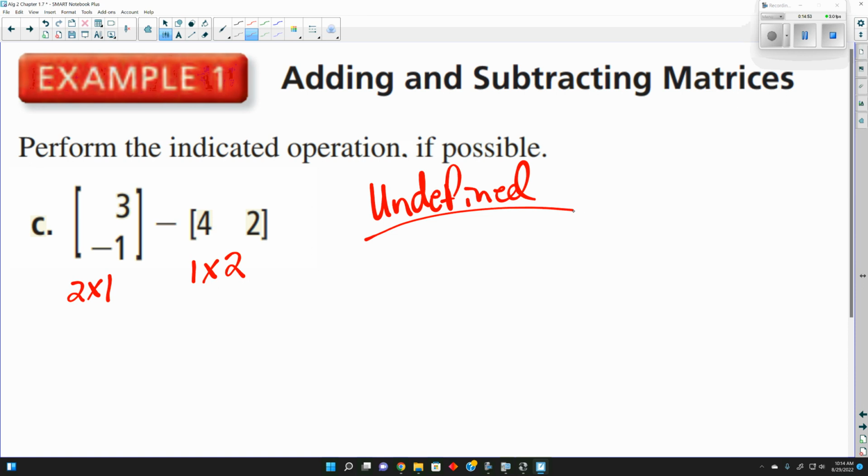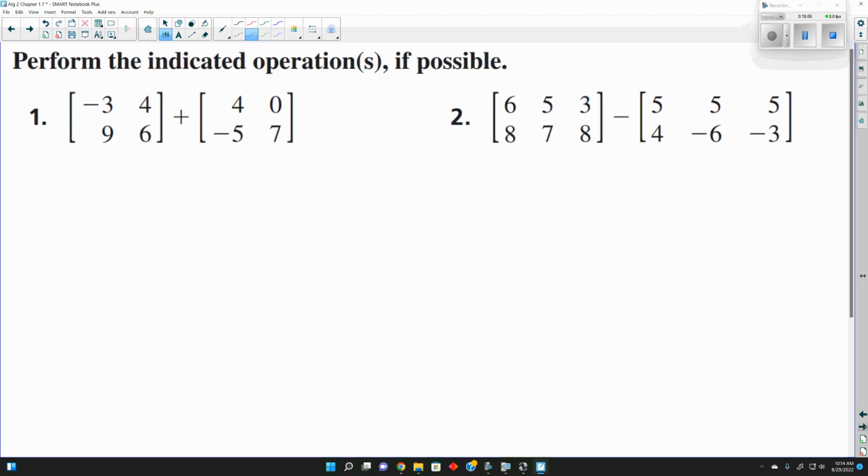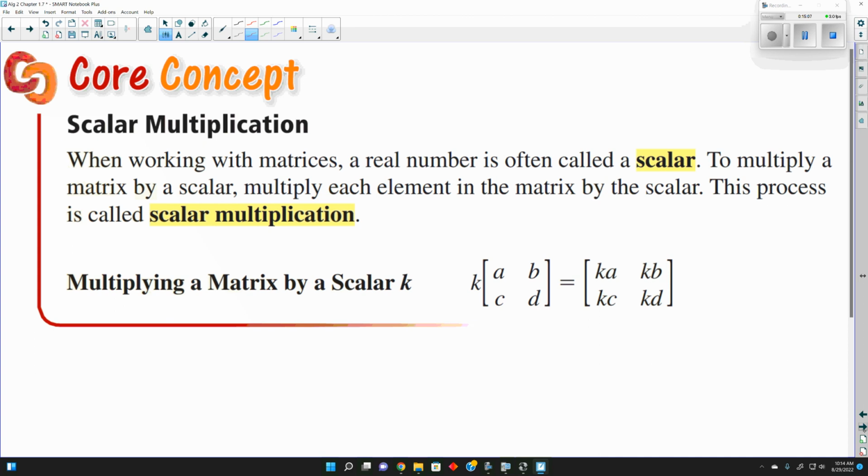Any other questions with addition, subtraction? These will show up on the ACT, can show up on the ACT, adding and subtracting matrices. If we feel comfortable with that, we can look at the next part, which is scalars.